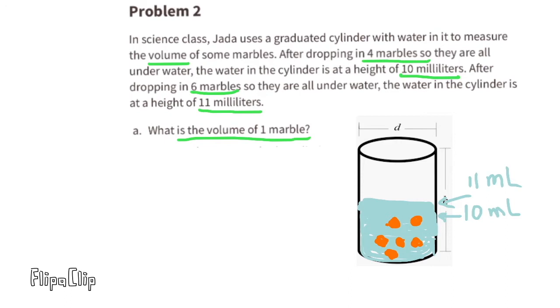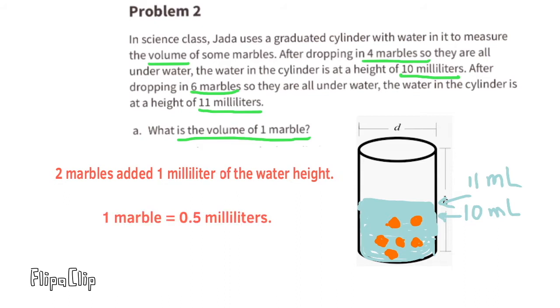A. What is the volume of 1 marble? 2 marbles added 1 milliliter to the height of the water. That means that adding 1 marble adds 0.5 milliliters to the height of the water. So the volume for 1 marble is 0.5 milliliters.